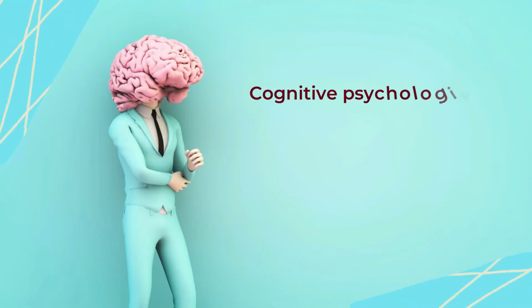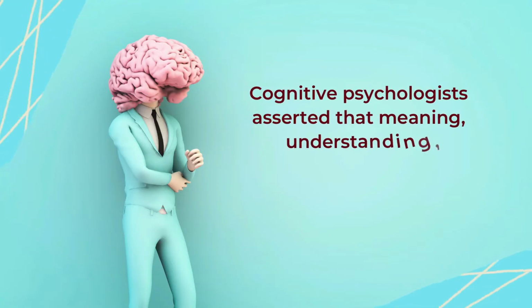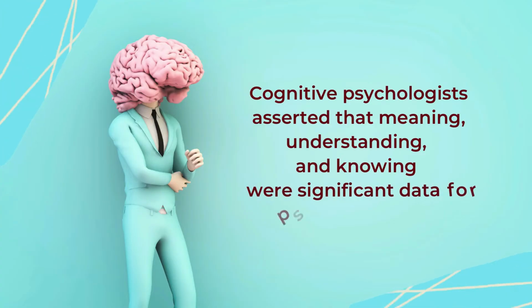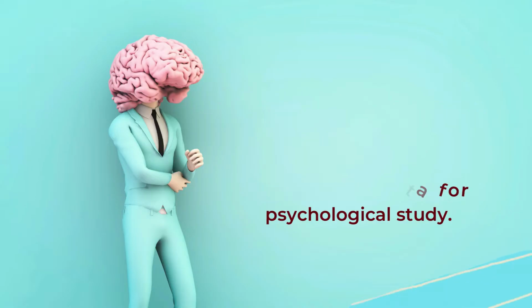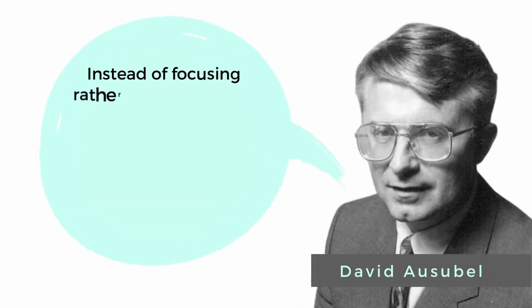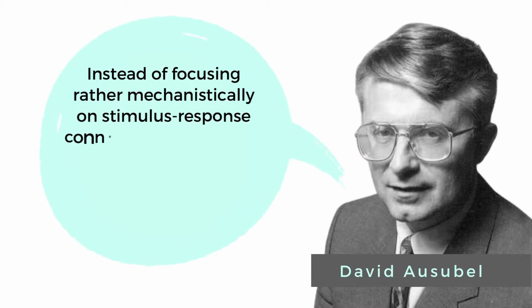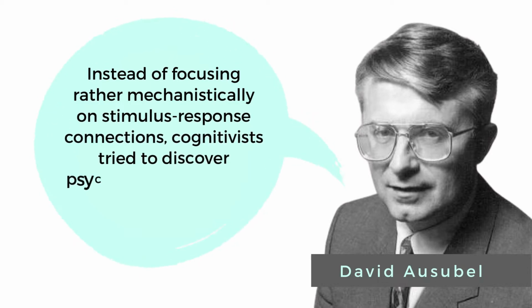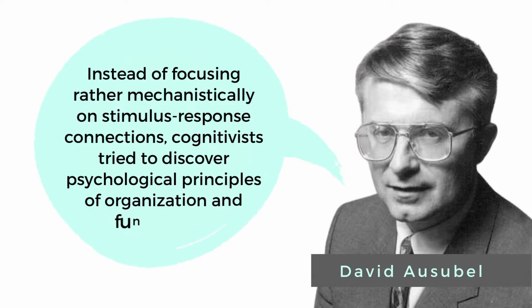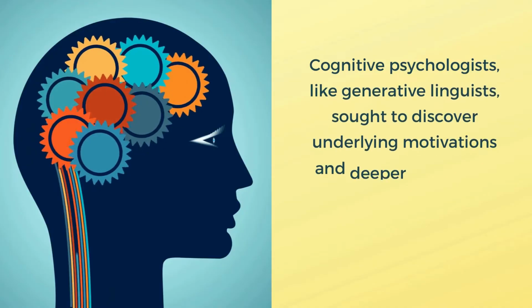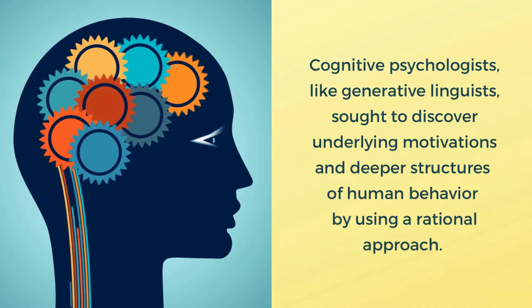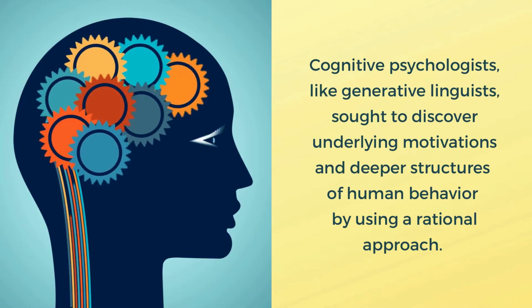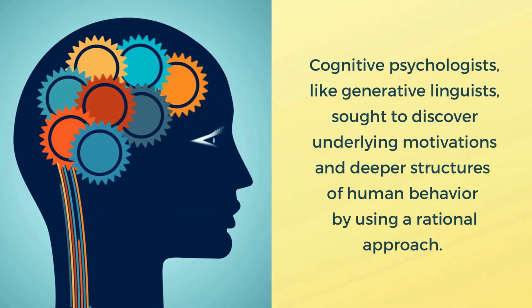Similarly, cognitive psychologists asserted that meaning, understanding, and knowing were significant data for psychological study. Rather than focusing mechanistically on stimulus-response connections, cognitivists tried to discover psychological principles of organization and functioning. Cognitive psychologists, like generative linguists, sought to discover underlying motivations and deeper structures of human behavior by using a rational approach.